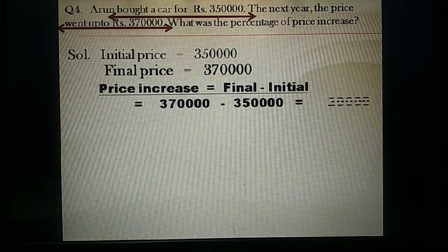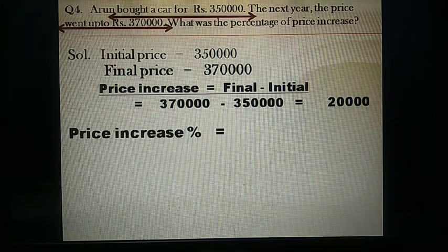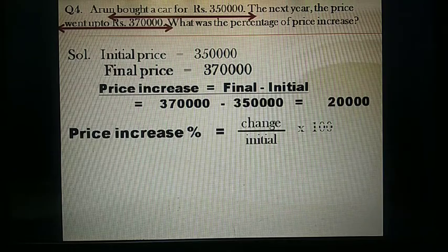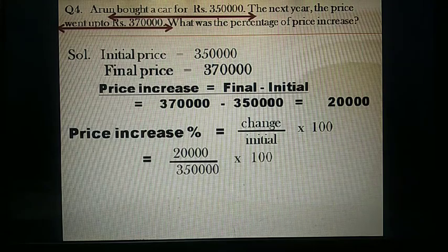Subtract them and you will get the change as 2,000. Now you have to find the percentage increase. Again, the formula will remain the same. Change upon initial value into 100. Here the change is 2,000. Initial value is 35,000. Multiply the fraction by 100.